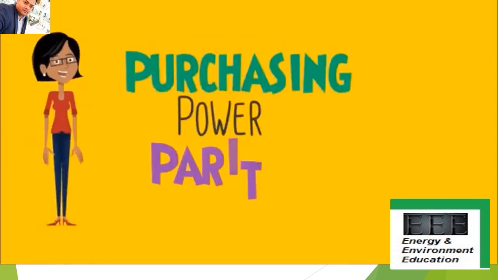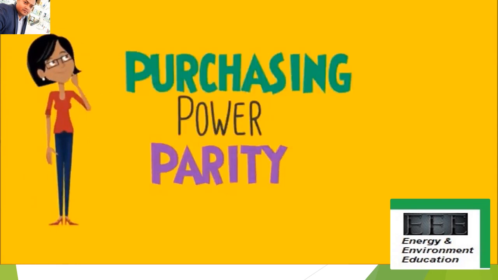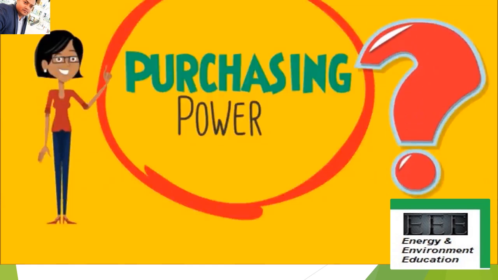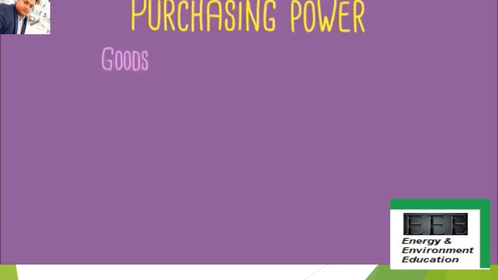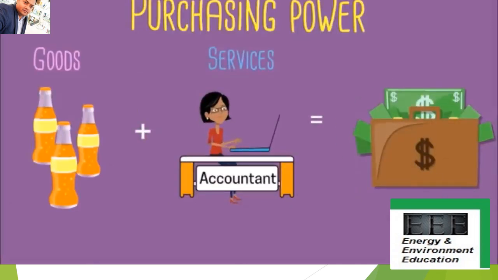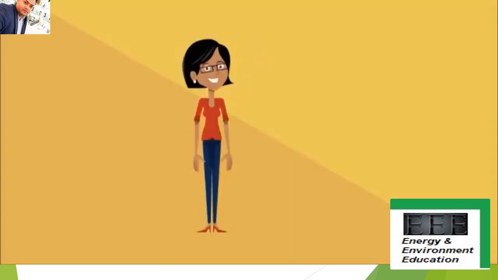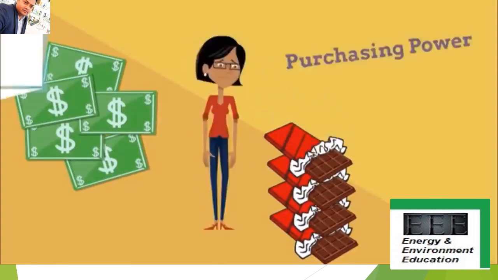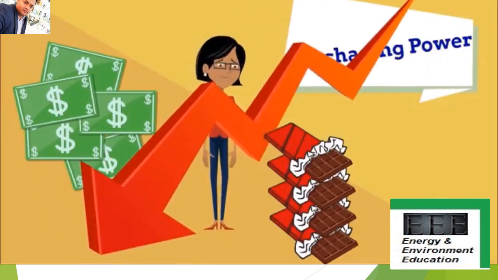Purchasing power parity. In order to understand what purchasing power parity, or PPP, is, let's first see what purchasing power is. Purchasing power simply means the amount of goods and services you can buy with a certain amount of money. For instance, if before you were able to buy 5 chocolates with €5 but now with the same €5 you can only buy 4 chocolates, your purchasing power has declined.